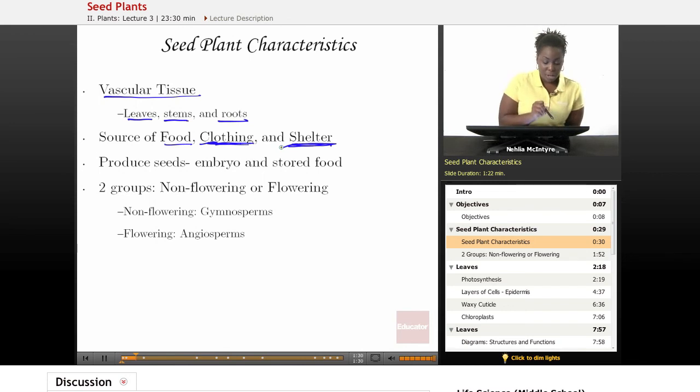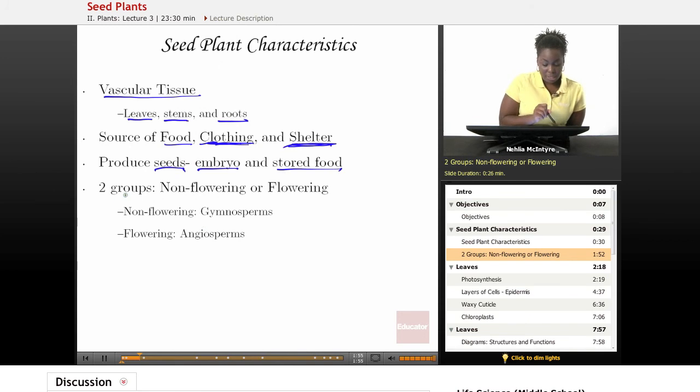Another characteristic is that, of course, all seed plants produce seeds. The function of seeds is basically a way to carry the reproductive cells in order for that plant to make more of its own kind. Inside of that seed is what we call an embryo, and stored food for that embryo in order for it to grow once it's been fertilized.